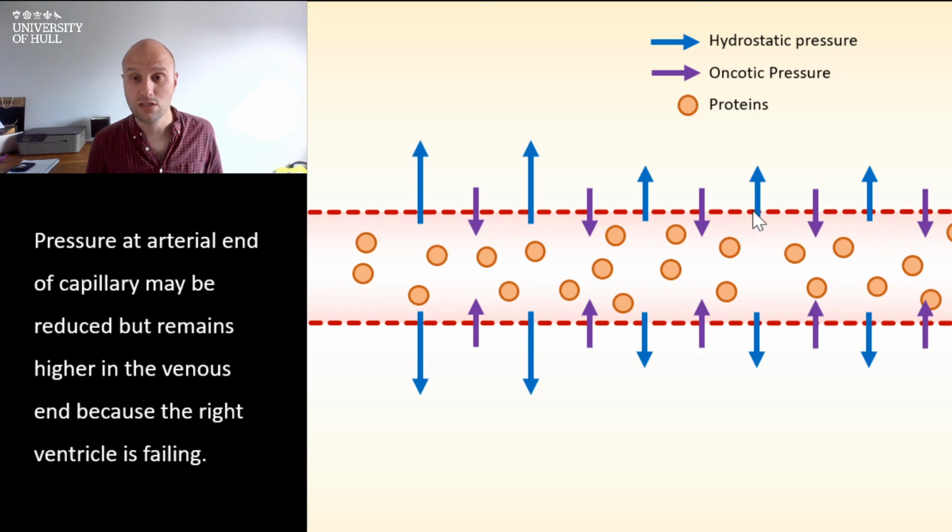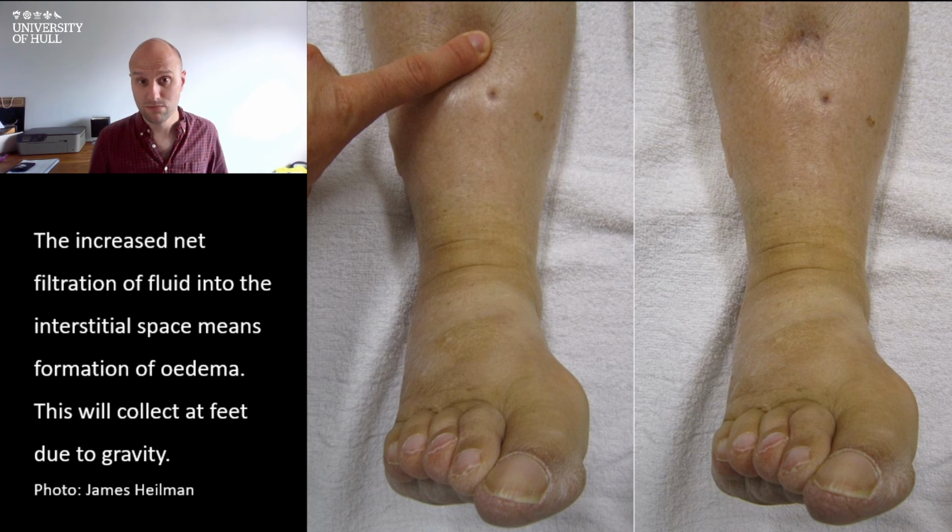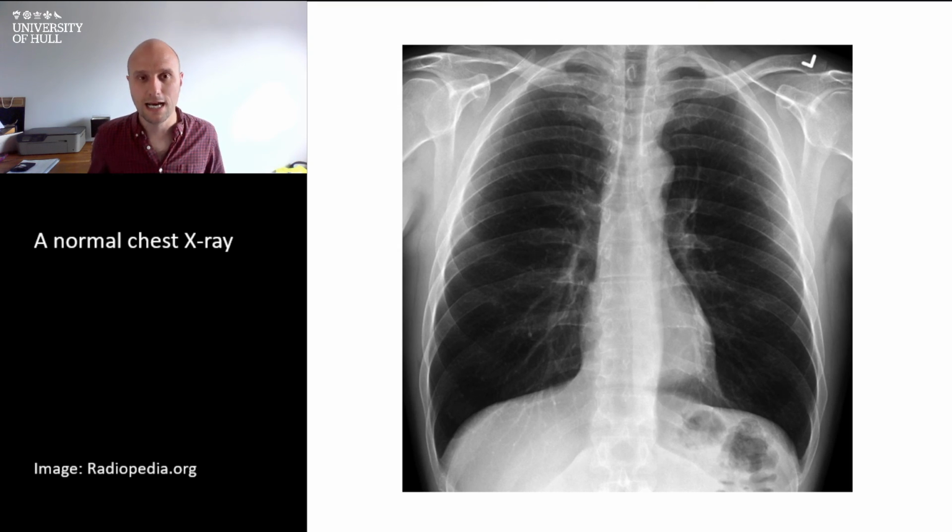The oncotic pressure doesn't change, and so you've got a net movement of fluid into the tissues away from the blood vessels. And this net fluid movement into the tissues we would see as edema, peripheral edema in this instance. And the same thing will occur in the pulmonary vasculature as well.